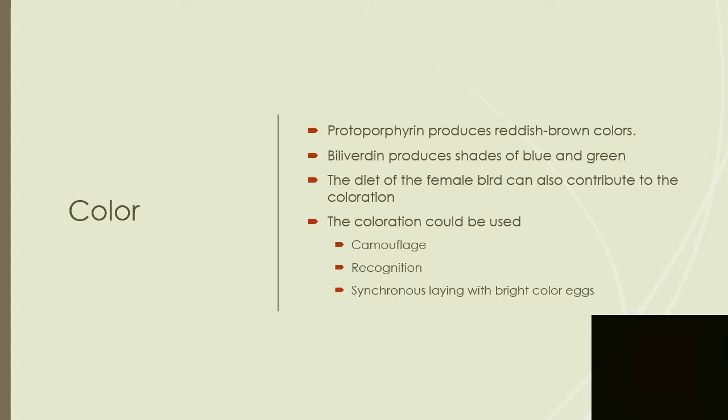You can also tell the color of the egg by looking at the color of the egg can tell a lot about the female bird's diet as well. Coloration is used for camouflage, to blend in to their surroundings so predators can't find them, or they're used for recognition, which I will talk about later, which host birds will use to tell apart the parasitic eggs.